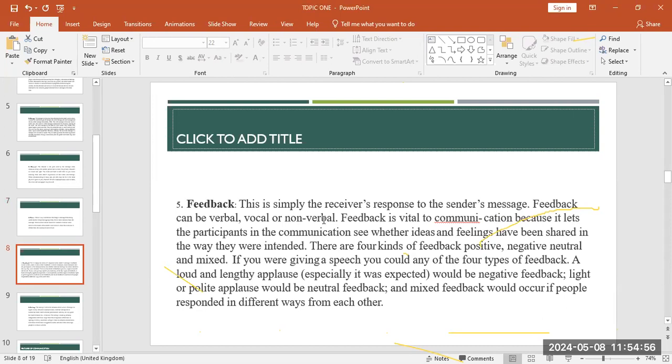If you call someone through your mobile phone and they don't take your phone, that is feedback. Maybe they are busy, or maybe they are so much engaged somewhere, that's why they're not taking your call. Or maybe he's mad at you. So many reasons as to why someone might not pick your call. It is feedback. So feedback is the reaction of the receiver towards the sender's message.